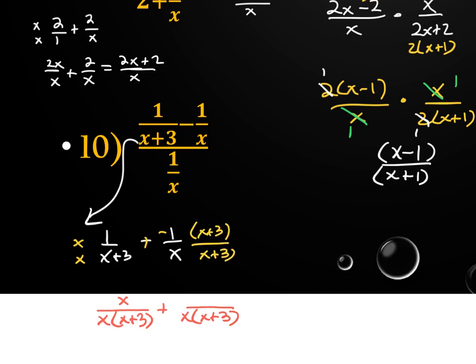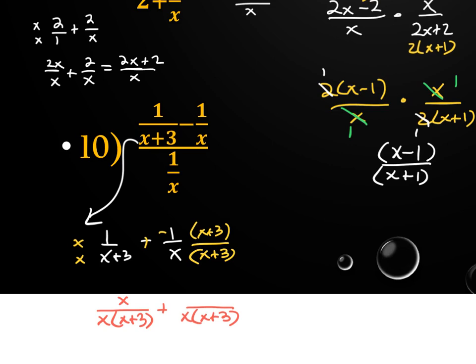Wait, you don't make it x squared plus 3x in the denominator? No, leave it factored. Because when you finally finish dividing, you remember you want to look for things to cancel. So you don't want to distribute the denominator because, again, we're looking for things to cancel when we divide.